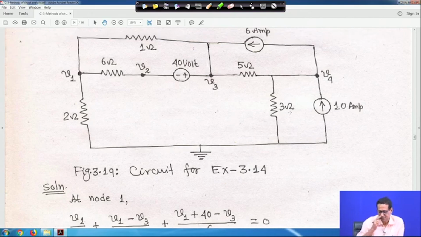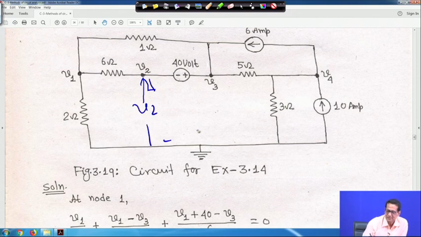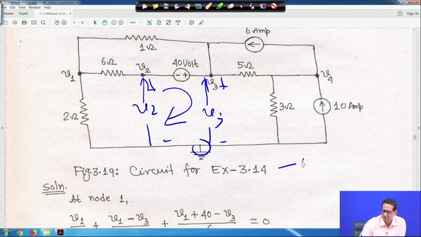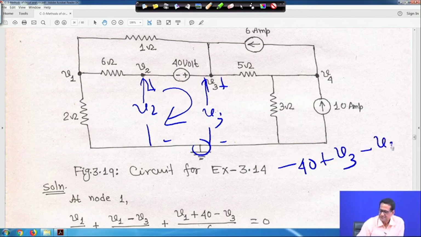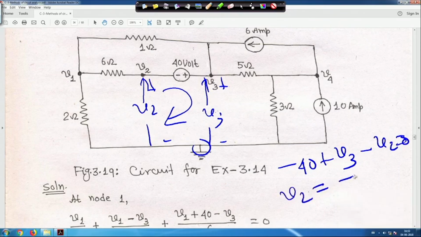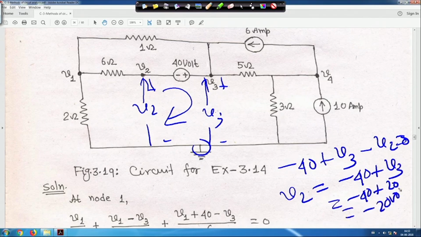If you try to find V2, say this is my V2, plus minus, and this is your V3, plus minus, this is your ground potential, and you take KVL like this. If you go clockwise, it is minus 40, because we encounter the minus terminal, plus V3 minus V2 equals 0, because we have to find V2. Therefore, V2 is equal to minus 40 plus V3. I think V3 we got as 20. So it is minus 20 volt, that is V2.